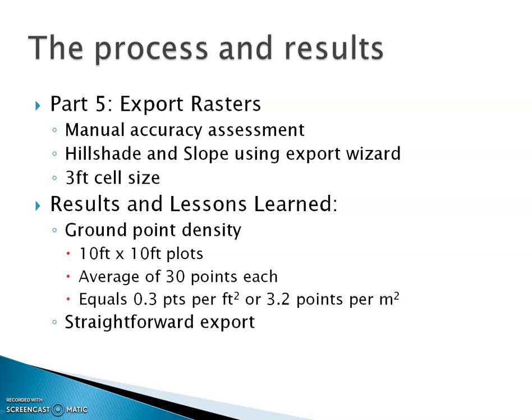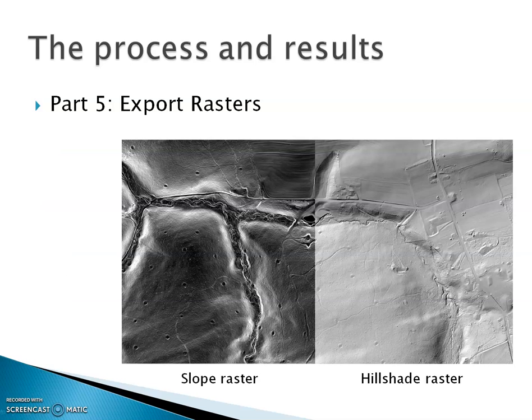30 points on average in these boxes produced an average ground point density of 3.2 points per square meter. This told me it was safe to use 2.5 foot cell size for my rasters, but I erred on the side of caution and used 3 feet, just to be safe. This resolution was plenty to produce rasters that look appropriate at scales I would be using to display to students. Here you can see the resulting slope and hillshade rasters.